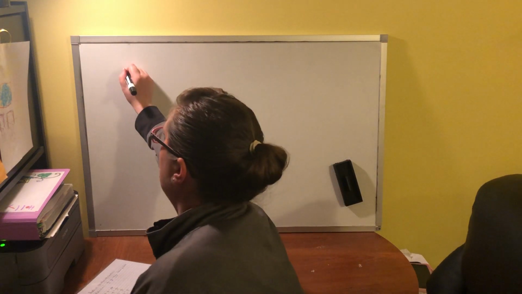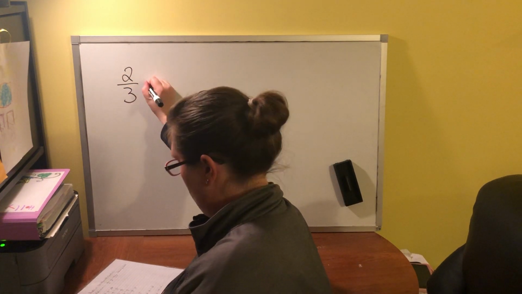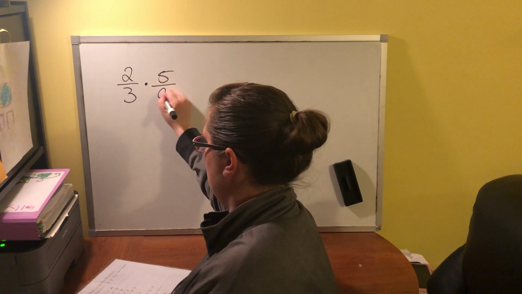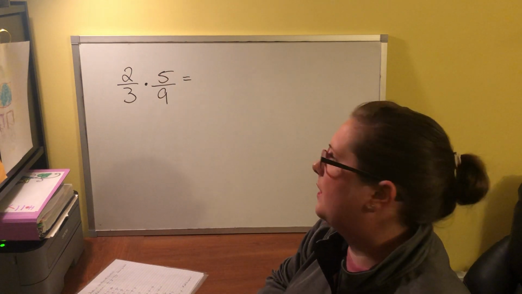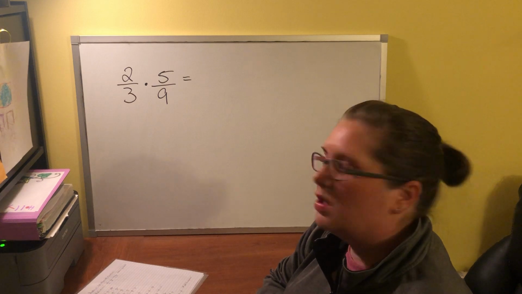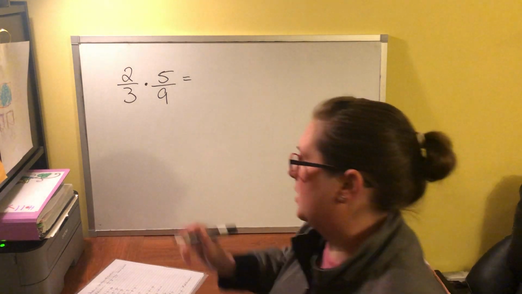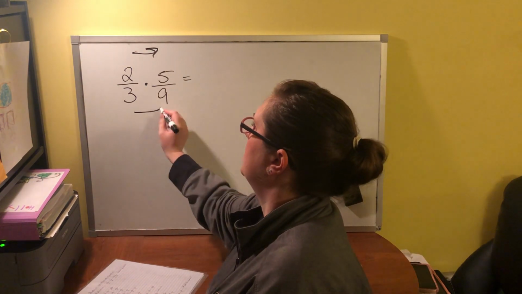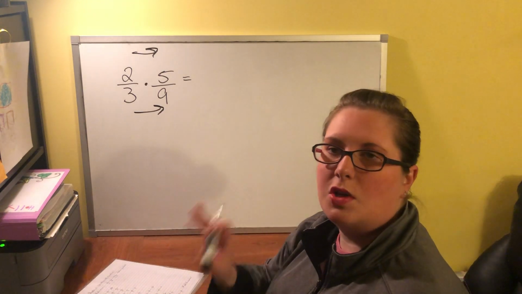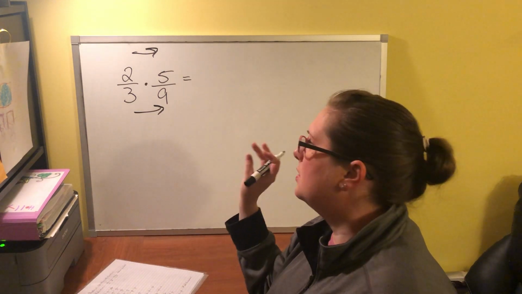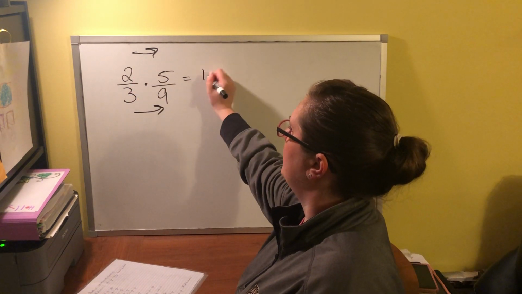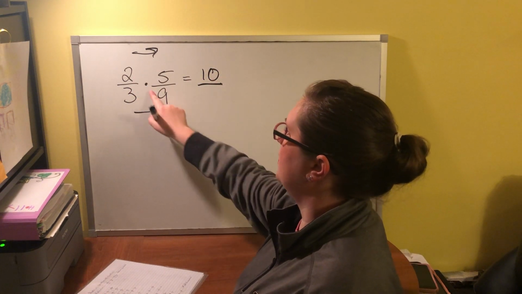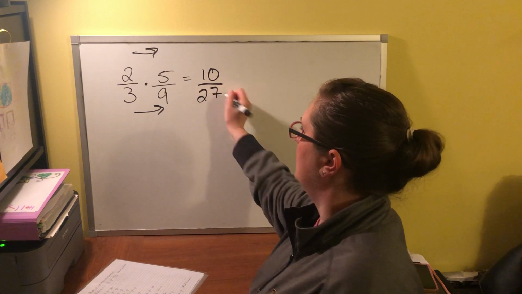So let's say we were given 2/3 times 5/9, okay? To multiply fractions, it's pretty cut and dry. You are going to multiply straight across. You're going to multiply the two numerators together and the two denominators together. So you're going to do 2 times 5 is 10 over 3 times 9 is 27.